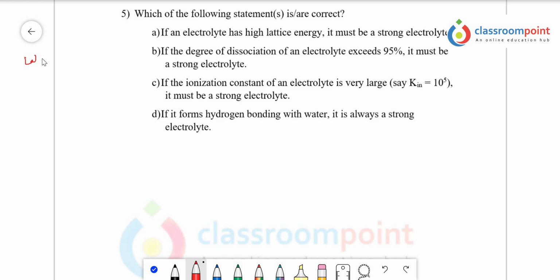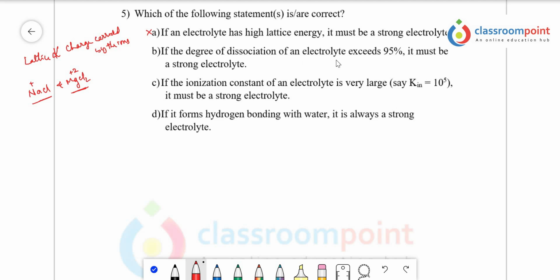See here, lattice energy is directly proportional to the charge carried by the ions. Let us take NaCl and MgCl2. MgCl2 has the highest lattice energy because magnesium is carrying the +2 charge, whereas sodium is carrying the +1 charge. So we cannot say that MgCl2 only is a strong electrolyte and NaCl is not a strong electrolyte. It is a comparison. So it is not correct.